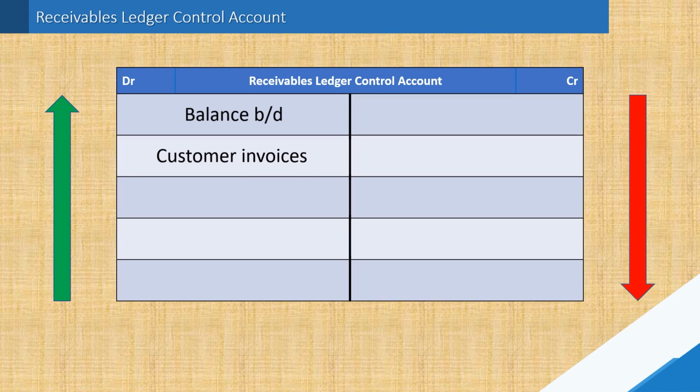What about any payments received? When customers make payments, it reduces what is owed to the business, and so the payments will be added together and the total will be shown on the credit side of the account.